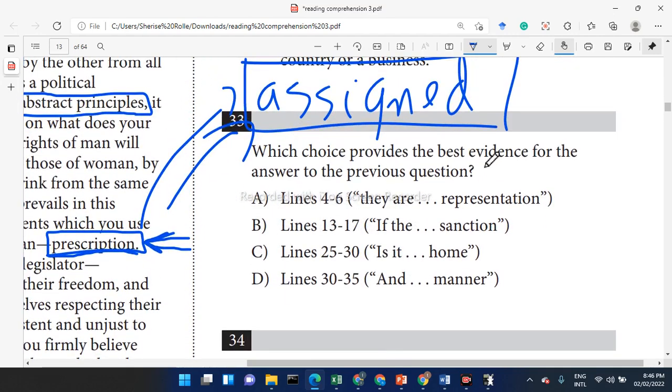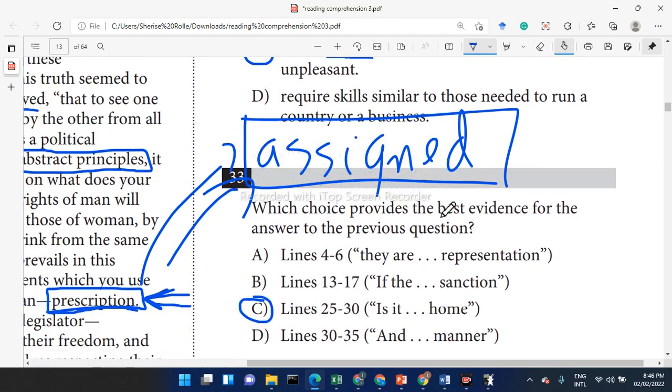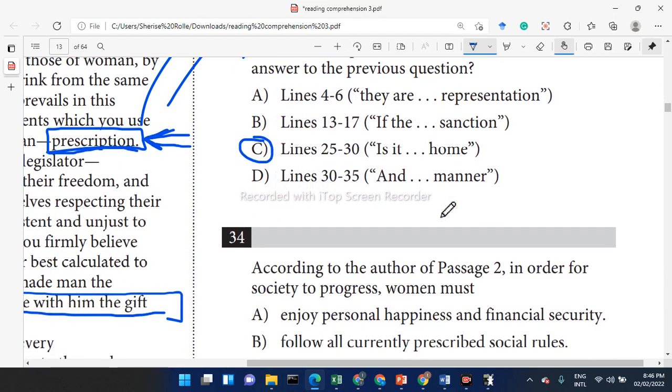Which choice provides the best evidence for the answer to the previous question? We already answered that. That will be lines 25 to 30. Isn't it C? Yes, ma'am. Can you go back up? I was writing the last word of the answer. Okay, got it. All right, number 34.